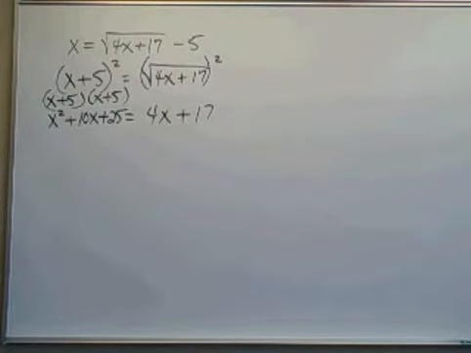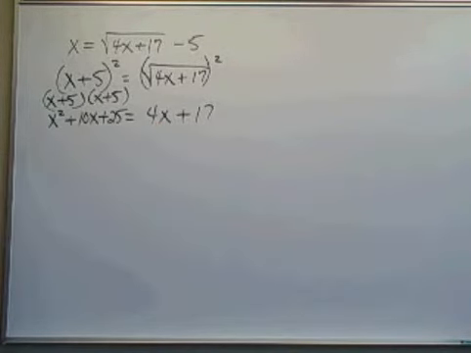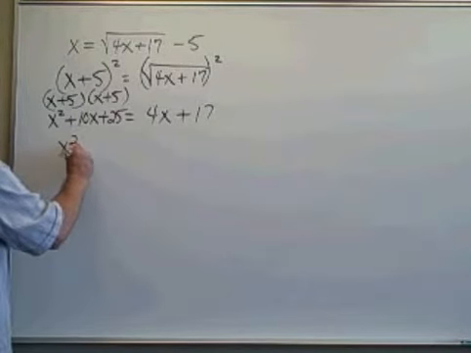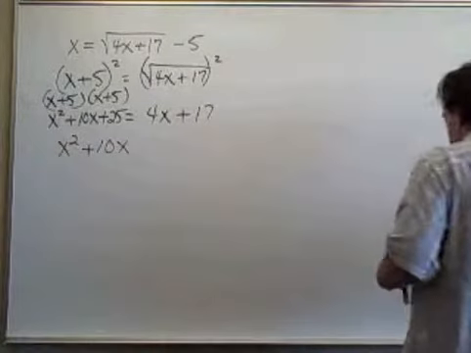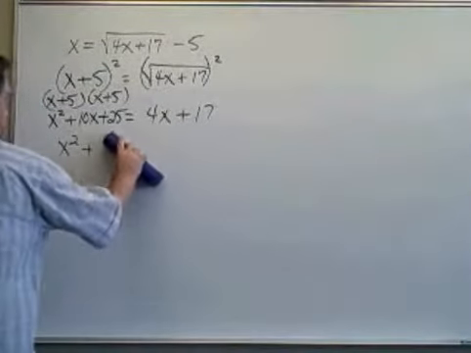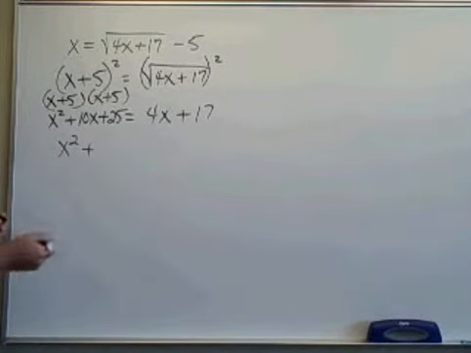We squared that binomial. And now we recognize we have a quadratic equation. So let's put this quadratic equation in standard form. I'll do that by subtracting 4x and subtracting 17 from both sides.